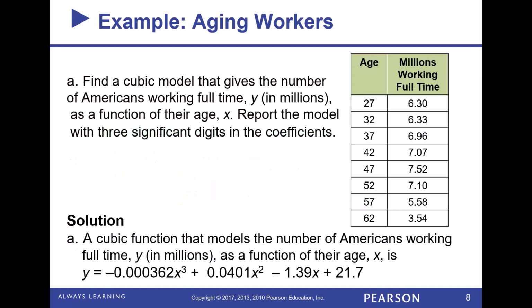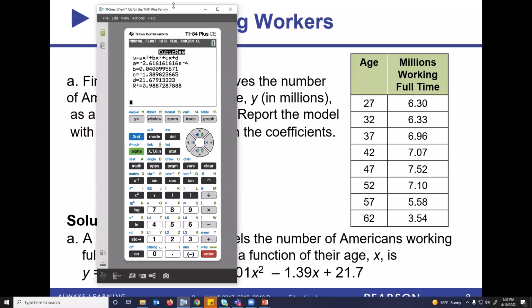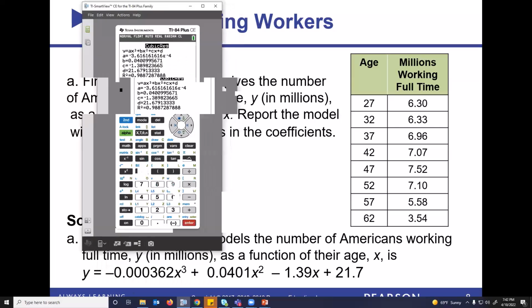Okay, so our actual answer is negative 0.000362 plus 0.0401x squared minus 1.39x plus 21.7. And again, this was that kind of interesting thing with that whole 3 significant digits in the coefficients, okay? Again, I'm going to pull the calculator over so you can see it does look very different than what we originally have there. Let me make it a bit smaller so you can see it down there.